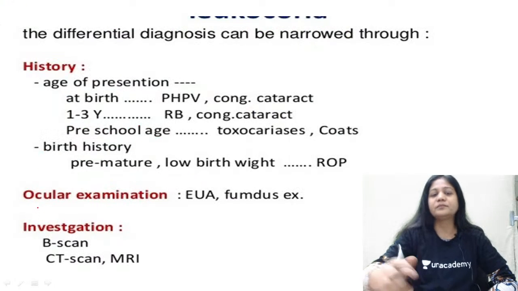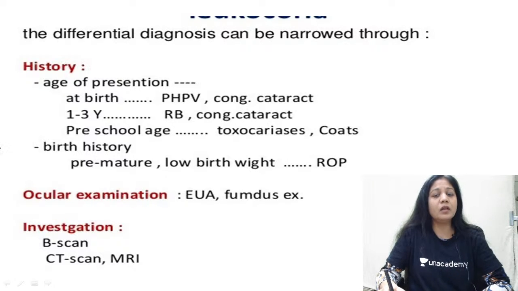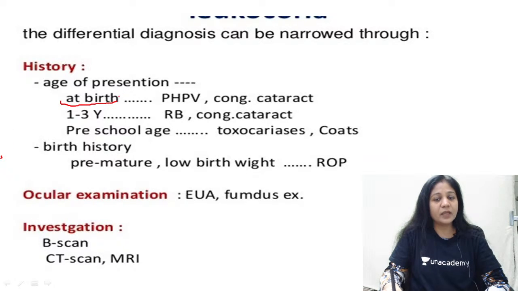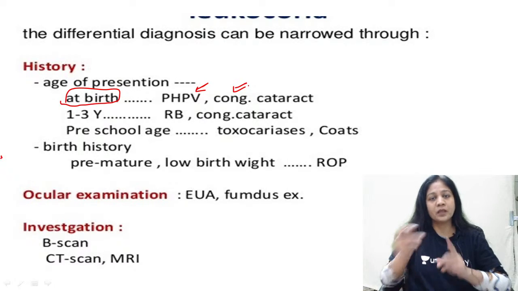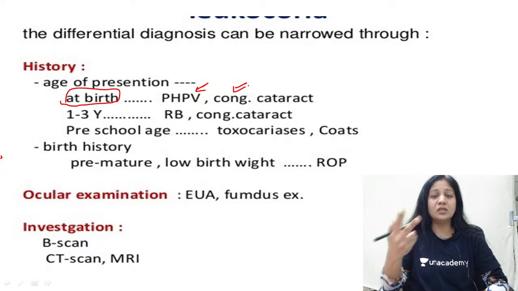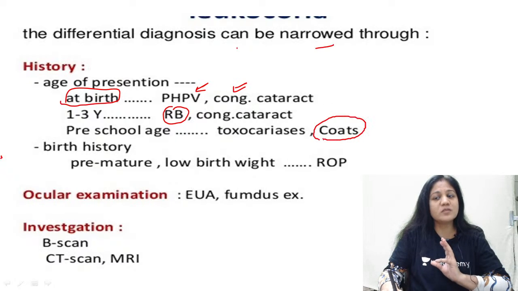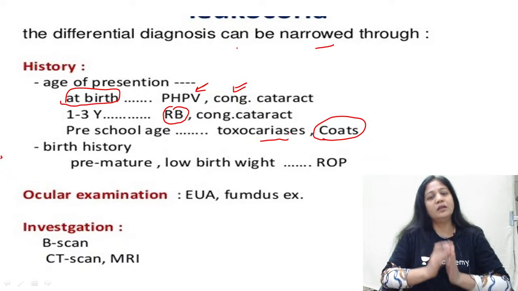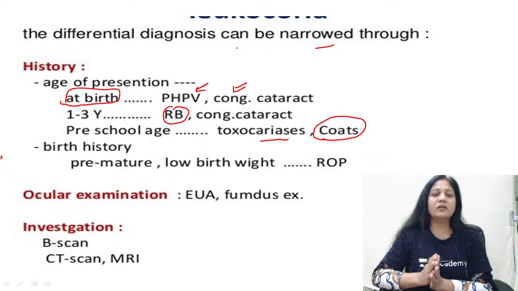Now, how to go about it? Guys, you must take a proper history because history gives you a lot of clues. First of all, when leukocoria is present at birth, it mainly suggests either PHPV or congenital cataract and nothing more than that, because retinoblastoma and the rest present a little later. So for leukocoria at birth, think about these two things. Now what about 18 months to 3 years? You know retinoblastoma has to be the most common cause, right? Similarly, at preschool age, usually 5 to 6 years, we think more about Coats disease or toxocariasis, because we know that retinoblastoma never occurs after 7 years of age. So age is a very, very important criterion, okay.